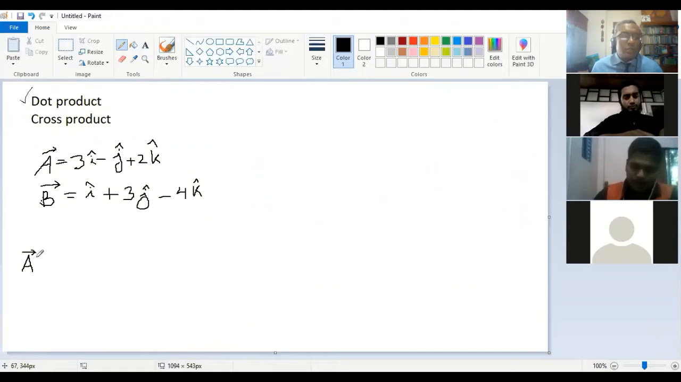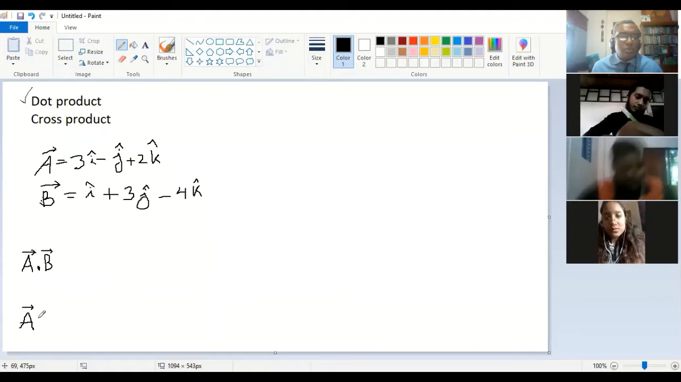Product means in Bengali it is called multiplication, gun. Okay, product means gun, that is multiplication. So there are two types of product in vector. One product is called dot product. So we will place one dot in between. Okay, A one vector, B another vector. We place dot in between. So that is called dot product. Another product, another type of multiplication, is cross product.